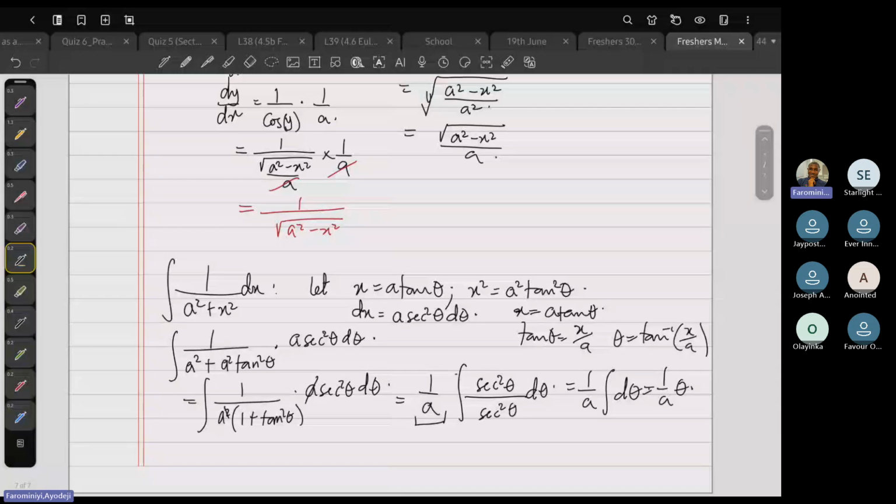Can you still see my screen? Yes, sir. So this means that the integral is 1 over a, like I said, that was what we were missing, tan inverse of x over a plus c.